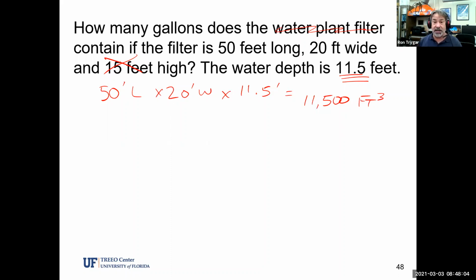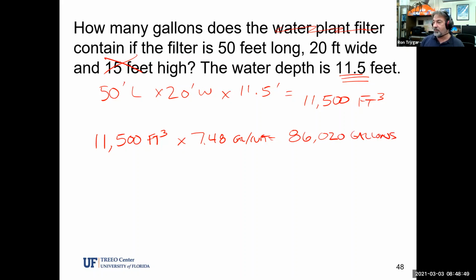That's not the finished answer yet. That's just cubic feet. What the question's asking us is how many gallons would be in that filter. So we're not quite done yet. We have to now convert into the gallon units. So we're going to take 11,500 feet cubed. And remember, our multiplication factor is 7.48 gal per cubic foot. And let's multiply that. So it's 11,500 times 7.48. And my answer now is 86,020 gallons.